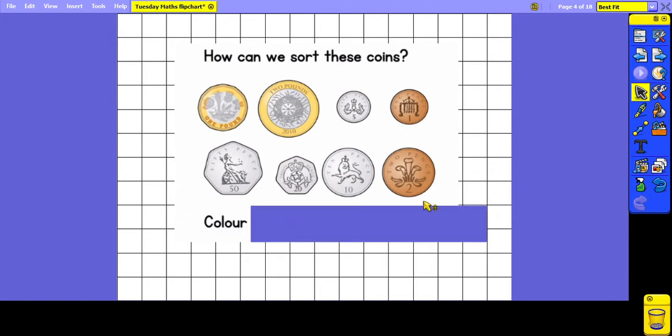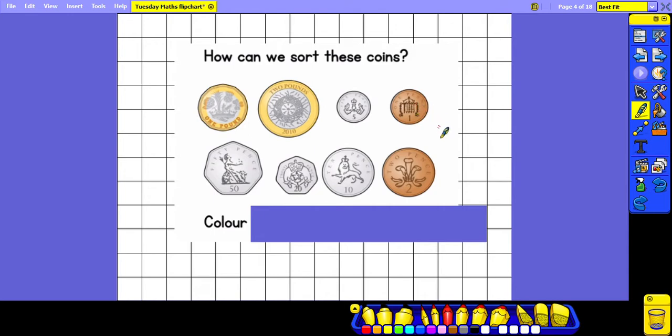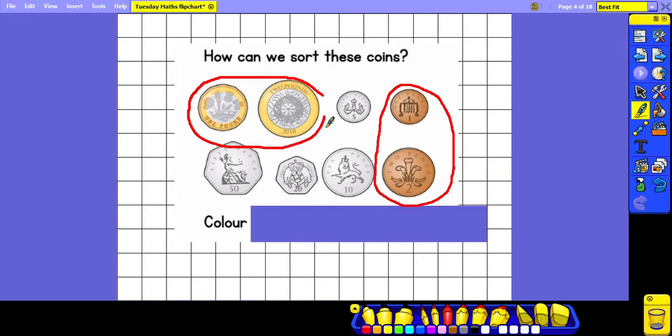One of the ways that we can sort them is by their colour. So some coins, like the 1 pence and the 2 pence, are bronze in colour, so they look a bit brown. So we could put them in a group together because they are the same colour. Other coins, like the £1 and the £2 coin, are silver and gold, so they could go in a group together. And other coins are just silver. So here we've got the 50 pence, the 20 pence, the 10 pence and the 5 pence. So they could go in a group of their own because they are all silver. So we can sort coins by colour.